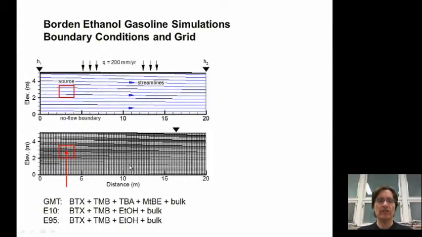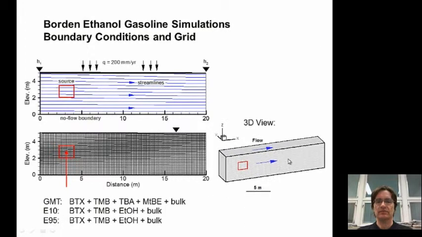Here's our grid. We can define it based on the Peclet number. And here's our source zone. We'll be starting out with a dissolved phase and residual phase gasoline. So we're going to compare three cases here: basic gasoline with MTBE, an E10, 10% ethanol, and a 95% ethanol case.